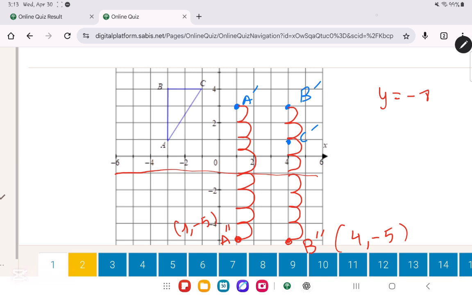Now finally, for the C double prime, let me just choose a different color. The distance is 2 units from the boundary, so like a mirror, you will move 1, 2, and this over here is the new position of C double prime. So this is position what? Position (4, -3).